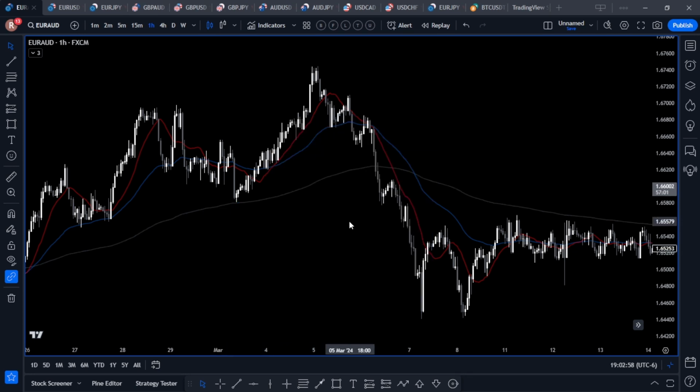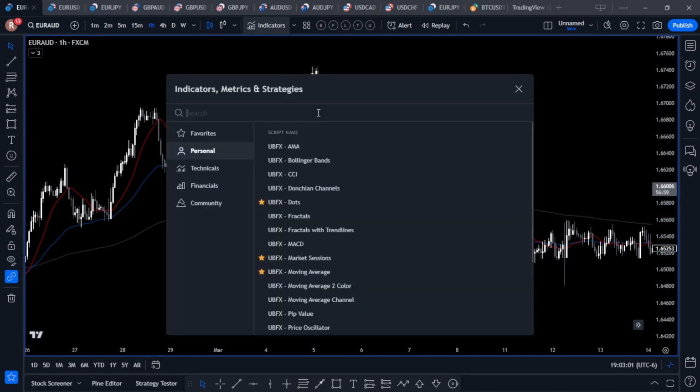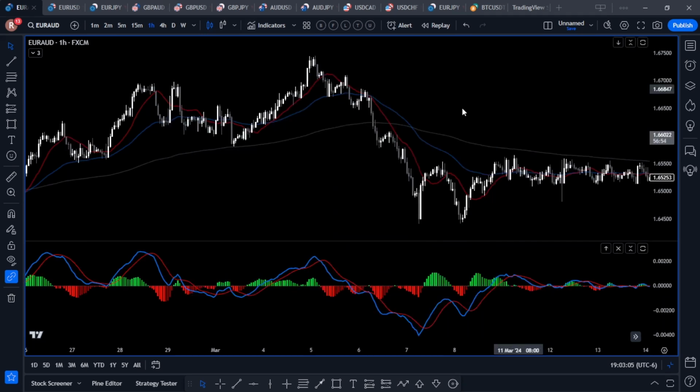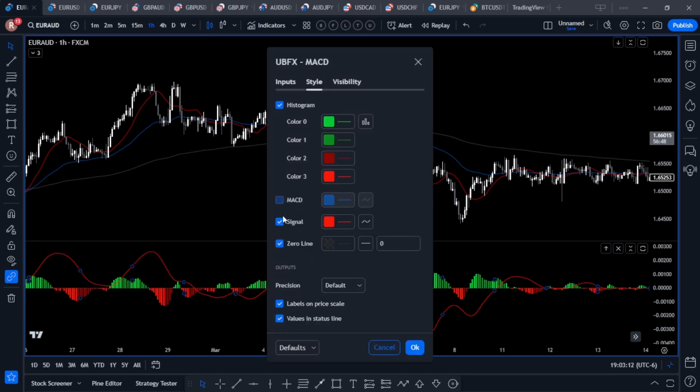We're going to use an indicator called the MACD. I've got one here, the UB of X MACD, and I'm just going to use the histogram. I'm not going to use the line or the signal line. So let's turn those off.